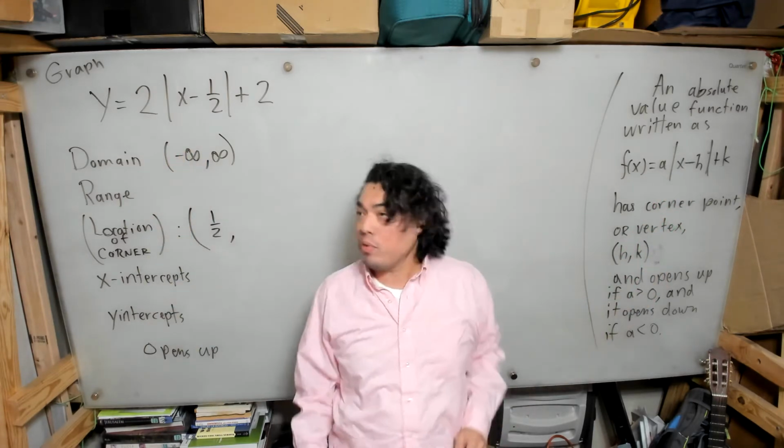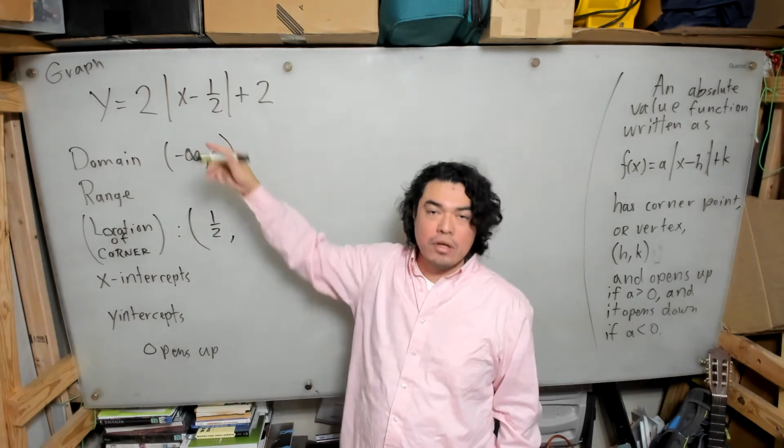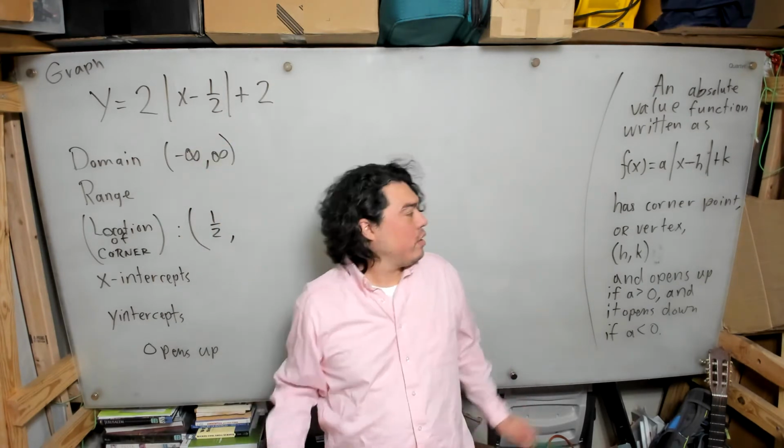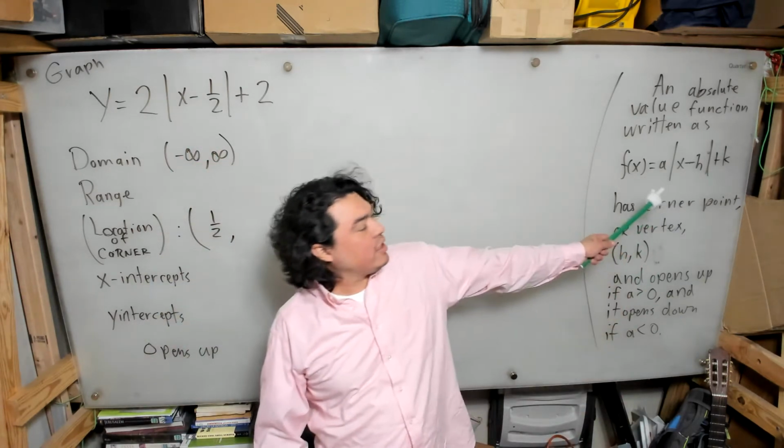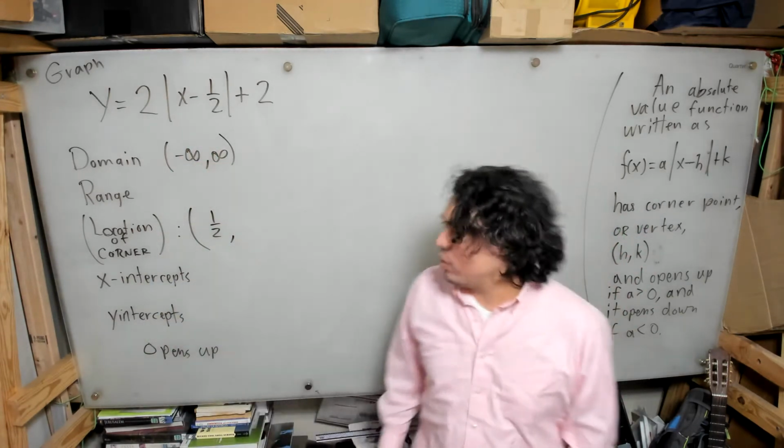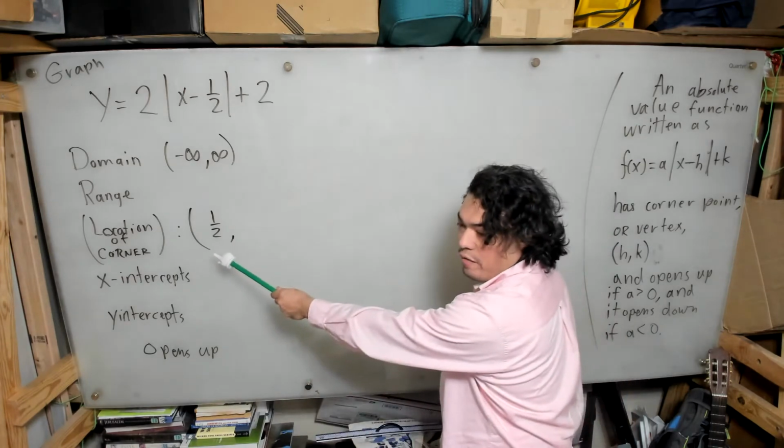And now let me also make a point here. If this had been x plus 1/2, I know that you all realize now that the h would be negative 1/2. But since here it's x minus 1/2, and since here it's x minus h, the h must be 1/2. And so that's why it's my x coordinate of my vertex.